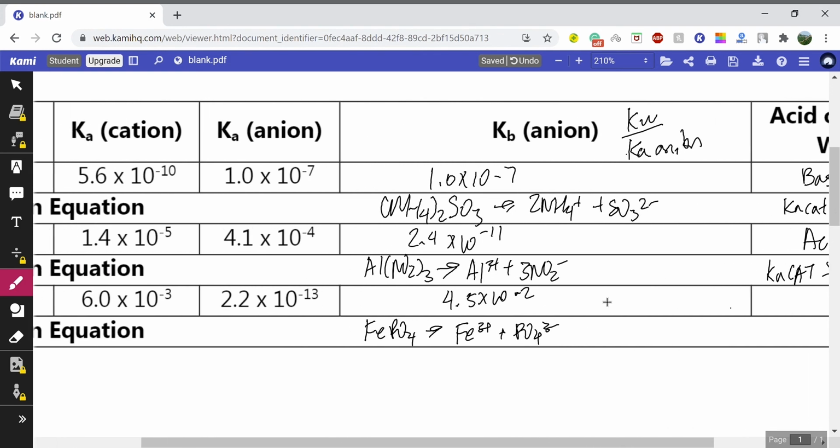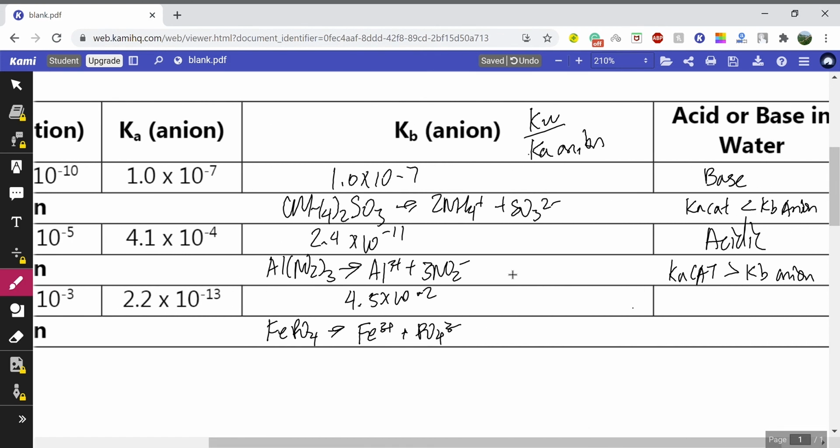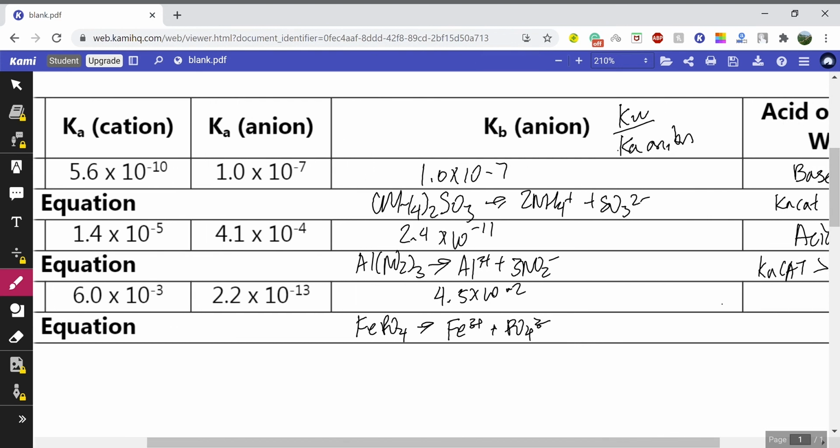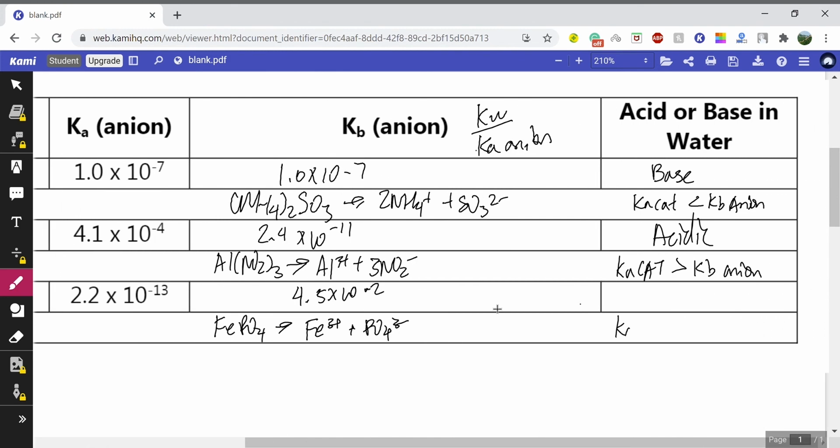And now, to find if it's acid or base in water, we just need to compare the values. Ka for the cation is 6.0 times 10 to the negative third, and Kb for the anion is 4.5 times 10 to the negative second. That means the Kb of the anion is greater than the Ka of the cation. So Ka of cation is less than Kb of the anion, which means this solution will be basic. And over here I should write basic as well. So the results are acidic, base, acid, base. And this is how we find it.